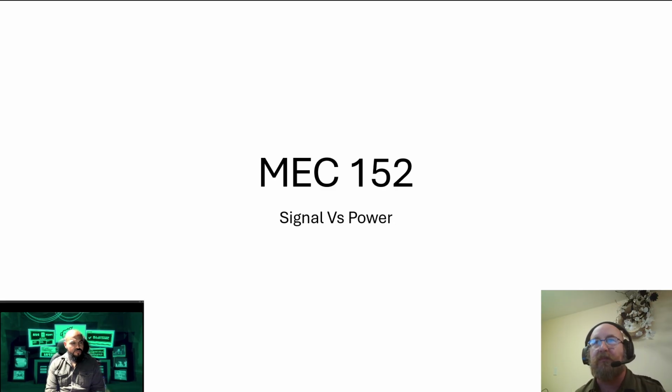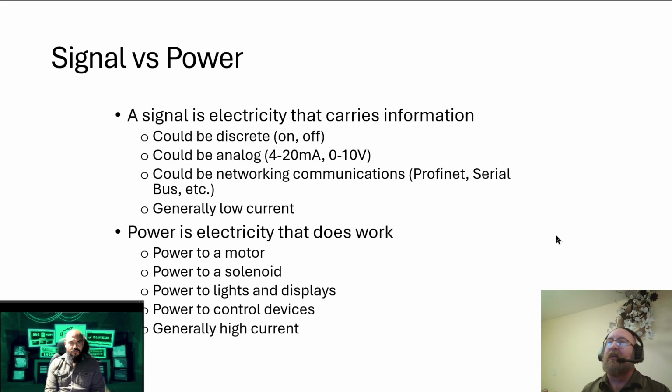Let's get stuck into it straight away. Let's go. Signal versus power. A signal is electricity that carries information, whereas power is electricity that does work.